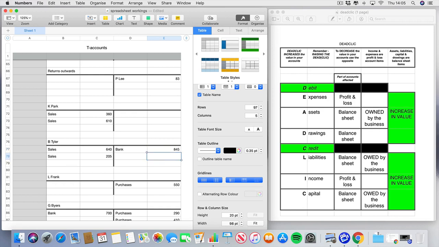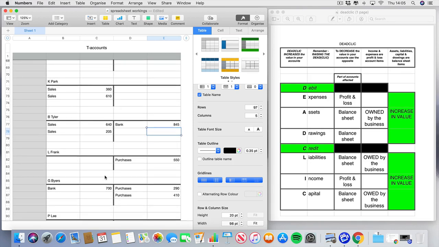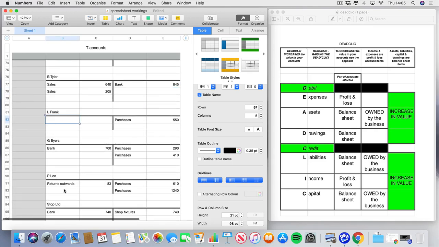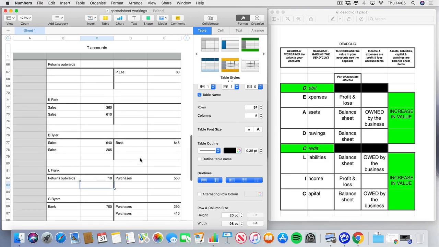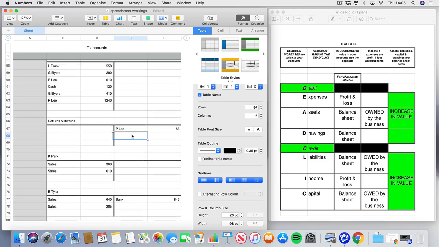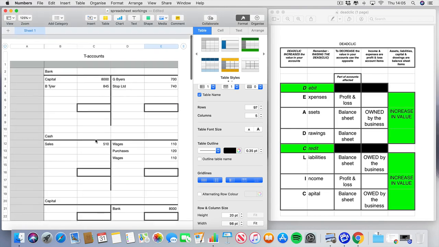Okay. 3 transactions left. We returned goods to L. Frank of £18. So again, it's purchases. So we've returned some goods, so just the same as P. Lee. It's returns outwards, if I could spell it. Returns outwards, and we returned goods to L. Frank, £18. So once again, we'll go back to our returns outwards account, and there we go. L. Frank, £18. Okay, so I don't need to explain that, but it's exactly the same as the previous transaction that we did.